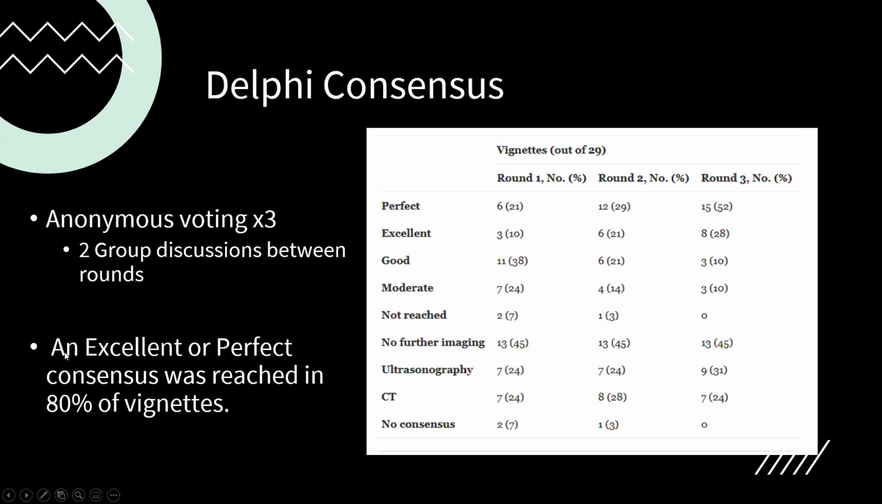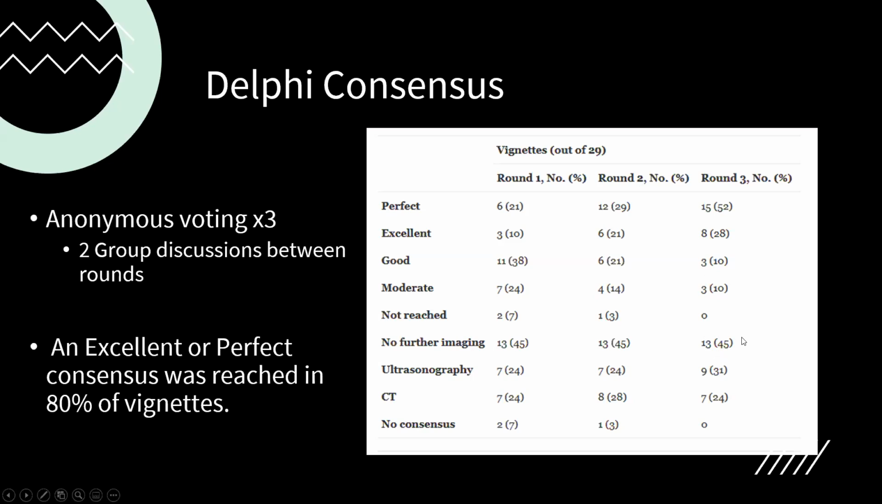So they did have pretty good consensus, which was kind of nice to see. They either had a perfect 9 out of 9 or excellent 8 out of 9 consensus in over 80% of the vignettes. And although I don't have time to share them all with you today, I really recommend you just browse through them and see what kind of decisions they made. Of note, which I found interesting, in 45% of the 29 cases, so 13 cases, they recommended no further imaging in patients.